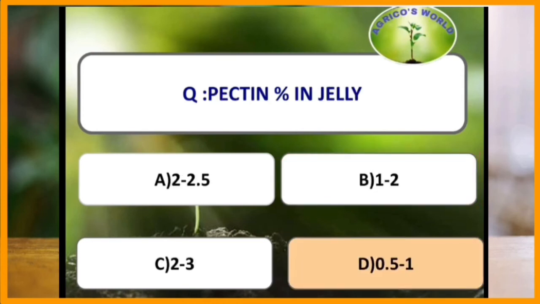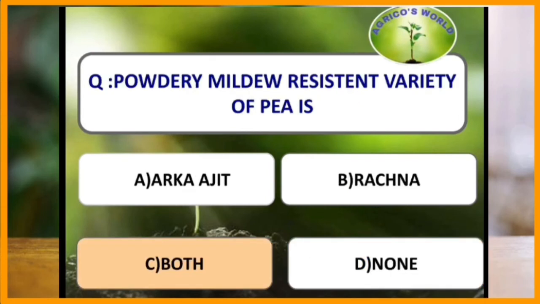What is the pectin percent in jelly? Pectin is necessary for jelly formation and the pectin percent is 0.5 to 1%, and it is tested by the alcohol test and gel meter. What is the powdery mildew resistant variety of pea? The powdery mildew of pea is caused by Erysiphe polygoni, and Arka Ajit and Rachana are the varieties of pea which are resistant to powdery mildew.